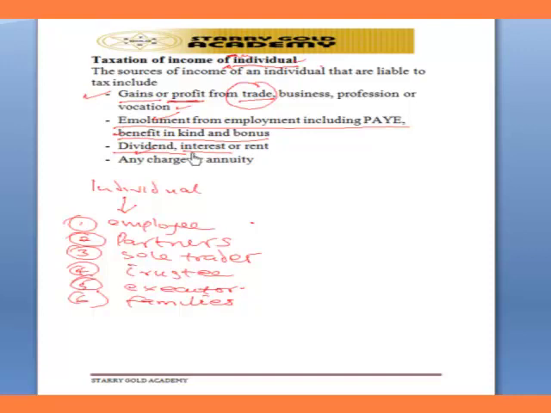Interest, money kept in the bank and interest is liable to tax. Rent on rental property, okay, they are also liable to tax. Any charge or annuity, annuity here, money kept aside to grow to the future, right?